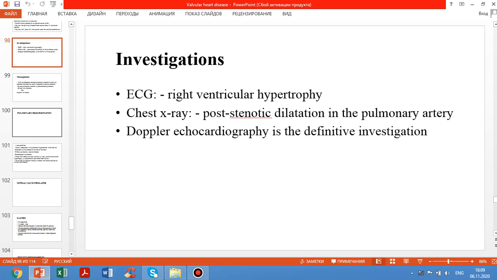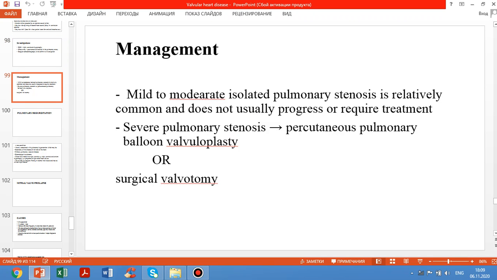Investigation: in ECG, right ventricular hypertrophy. In chest X-ray, poststenotic dilation of the pulmonary artery. Doppler echocardiography is the definitive investigation. Management: mild to moderate isolated pulmonary stenosis is relatively common and doesn't usually progress or require treatment. Severe pulmonary stenosis needs percutaneous pulmonary balloon valvuloplasty or surgical valvulotomy.